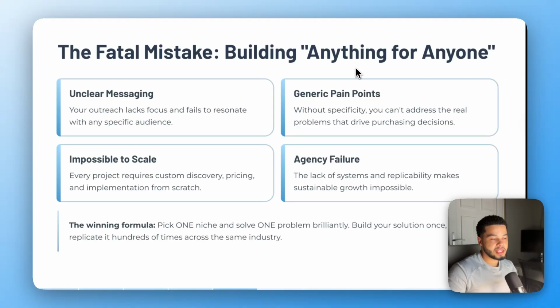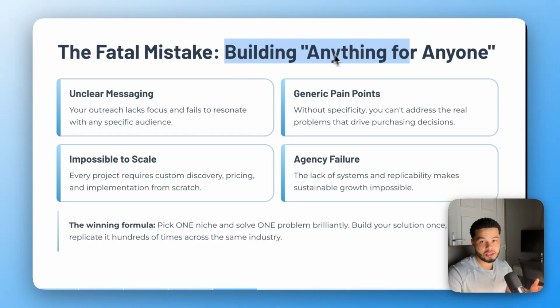Now, a fatal mistake that I see with a lot of people starting out is they become the person that is able to build anything for everybody. As soon as a lead comes in saying, can you build this, they essentially just say yes and build everything and anything for anybody. And this is a fatal mistake that I see in a lot of people starting out.